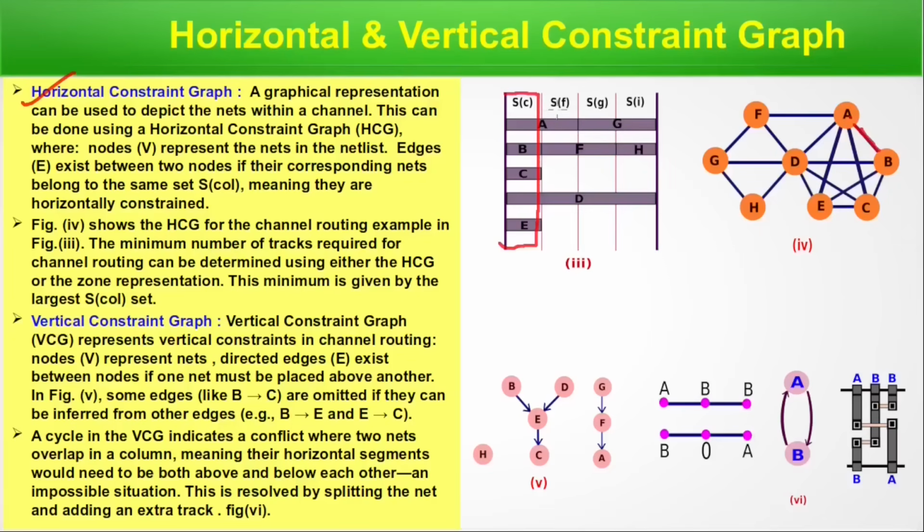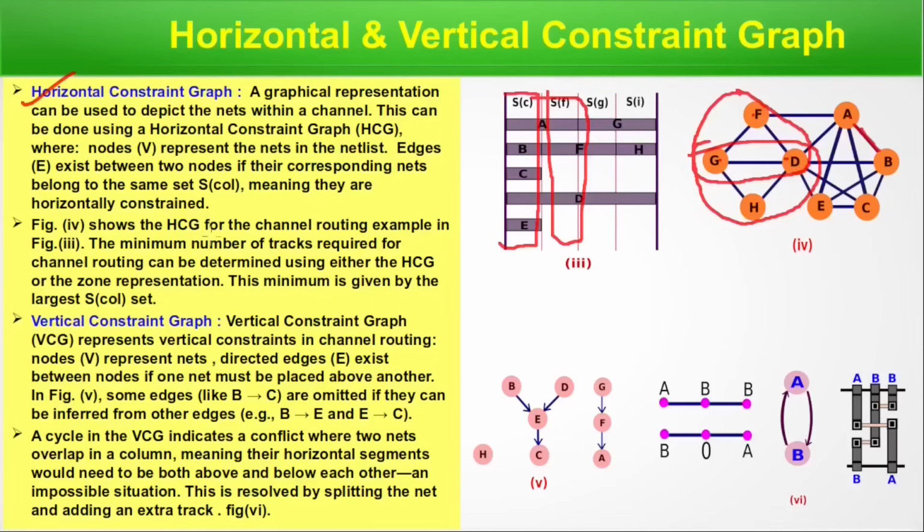Now SF or set F. Set F is A, F and D. D is connected to F and A is connected to F and D. F is connected to A and D. That is also done. Now SG is G, F and D. This set also, they are interconnected. Each of them is connected to the other 2. And similarly for set G, H and D. Here also, each of the 3 is connected with the other 2.